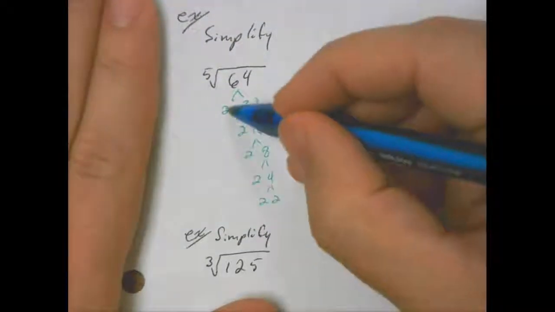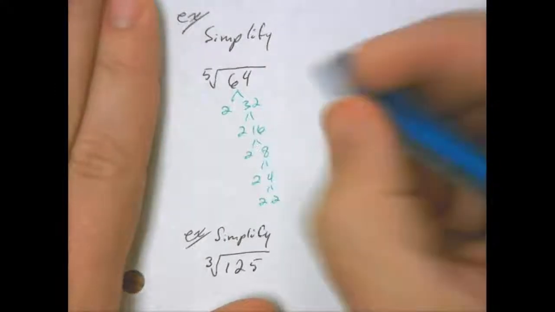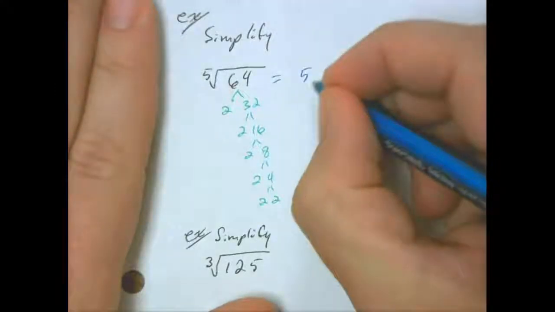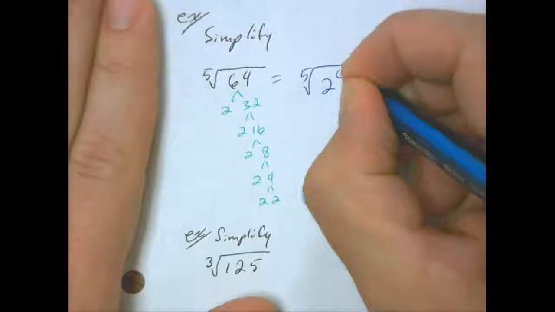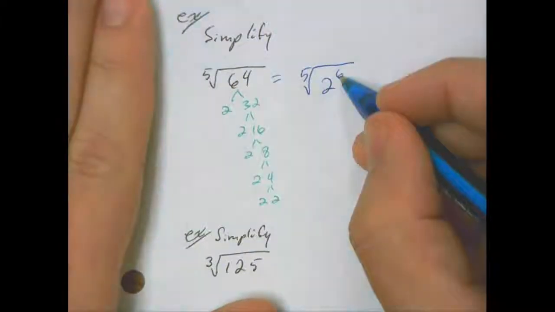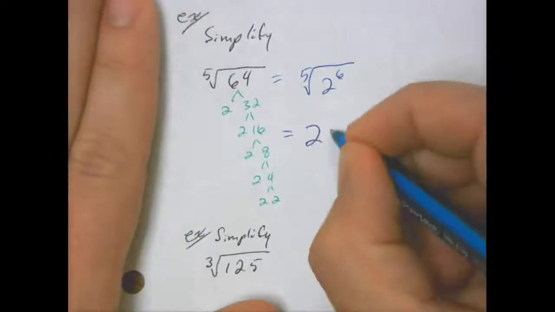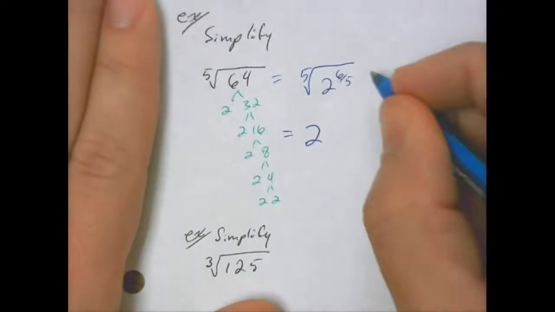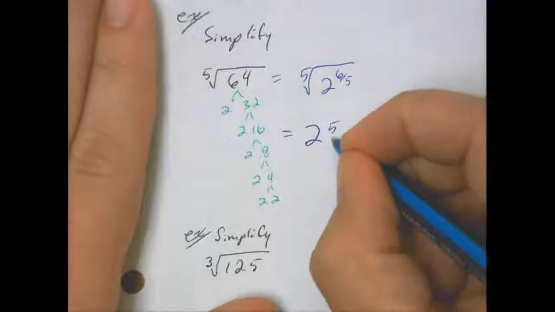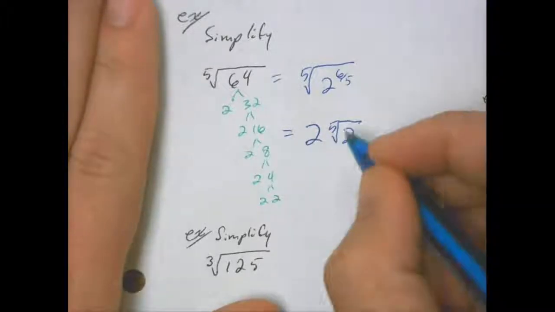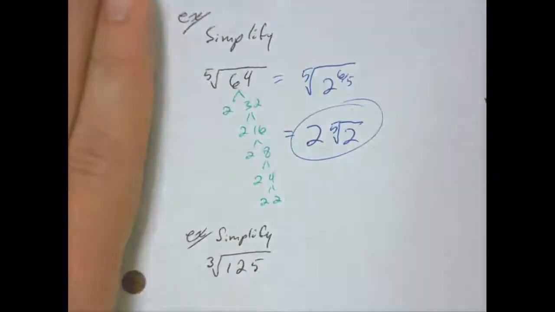So here we have 1, 2, 3, 4, 5, 6 2's. So what this means, we have the 5th root of 2 to the 6th. So once again, if I take out 2 to the 5th, I can put a 2 on the outside. 6 divided by 5 has a remainder of 1, so I have 2 times the 5th root of 2 still. That will be our solution.